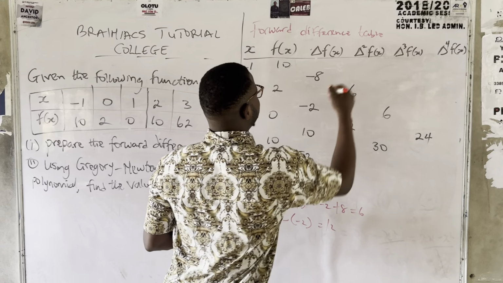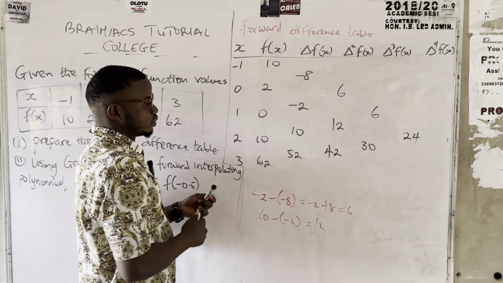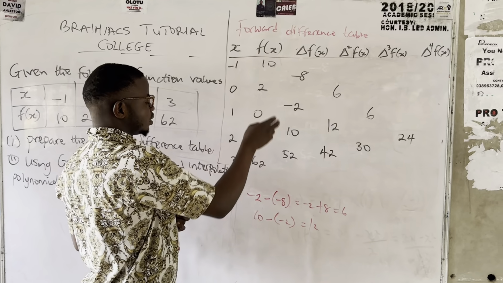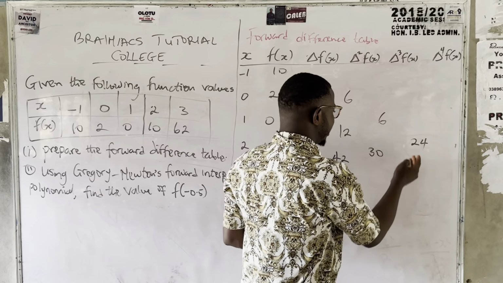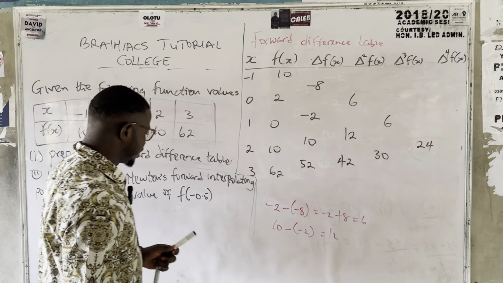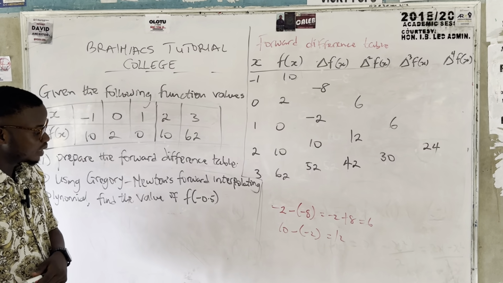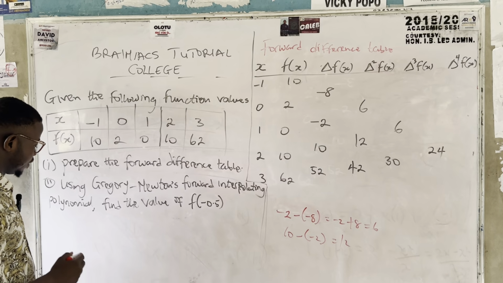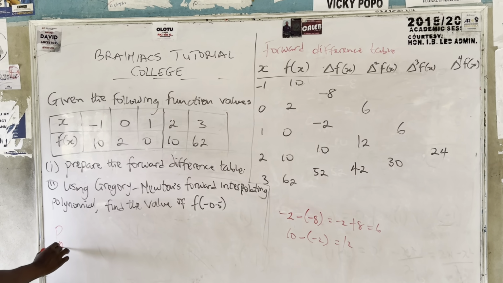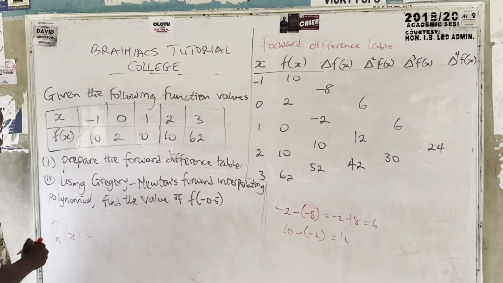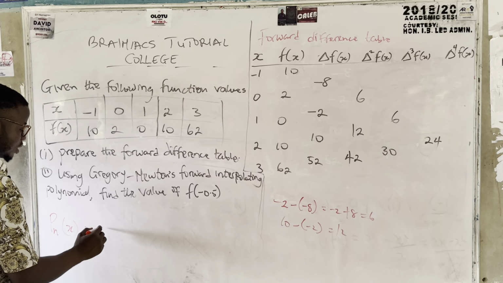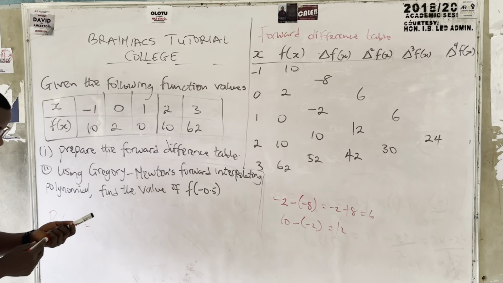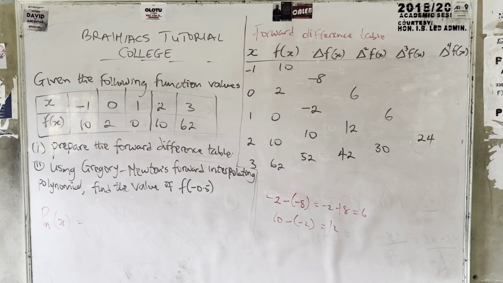And to prepare the forward difference table, we'll make use of f of x to get the change, the difference, one after the other. So now, since this one is 24, we cannot find any difference again, then we'll stop there. So now, going to the second question that we have here, to obtain f of minus 0.5, the formula will now be Pn of x is equal to the first value that we need to have there. We can use q from there.